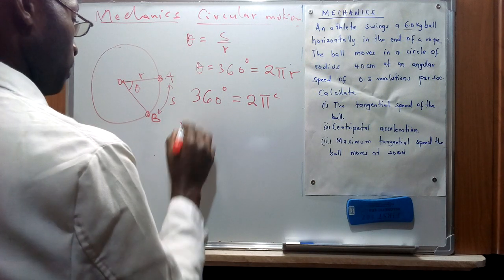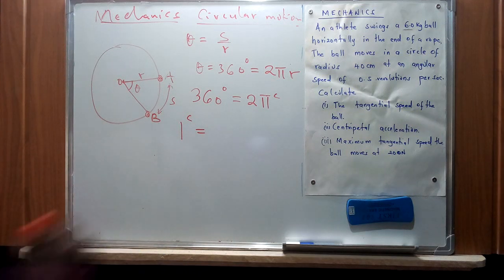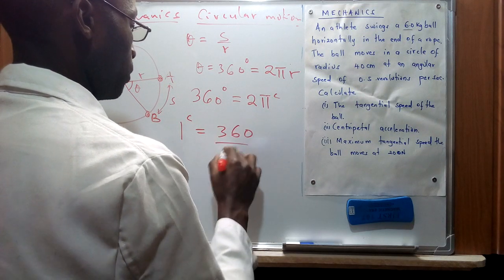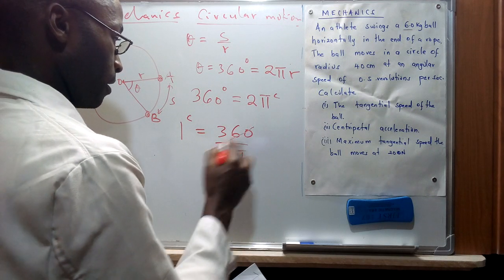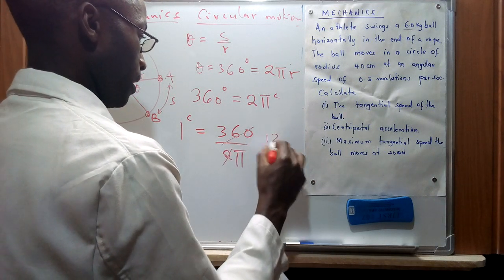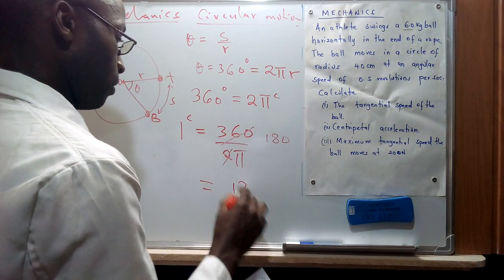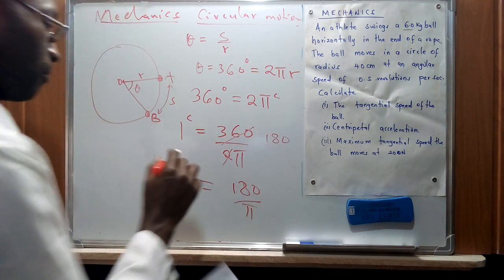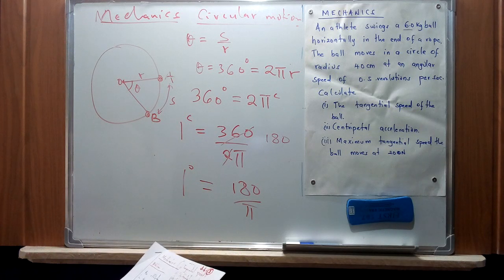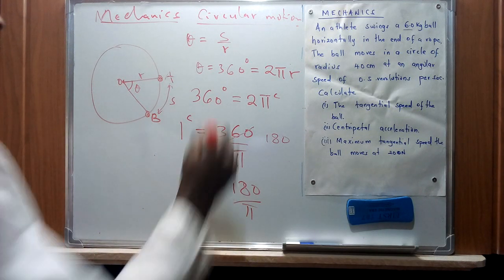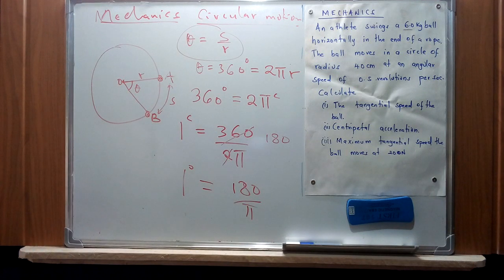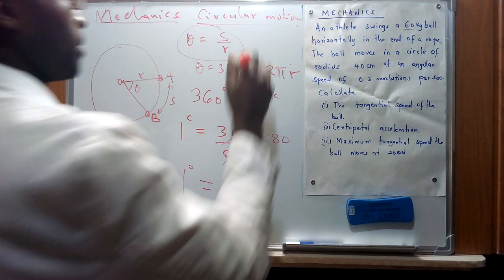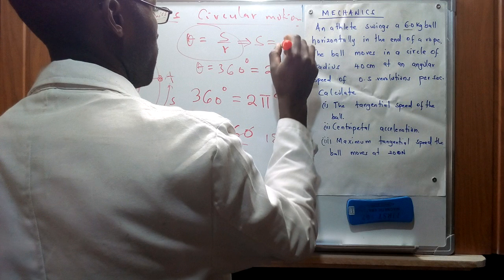Therefore, a radian can be represented as 360 over 2 pi. So that's for a single radian. We can simplify this to get 180 over pi. So this is for 1 radian. From our equation, theta equals S over R. Therefore, the angular displacement S from this formula can be given as R theta.